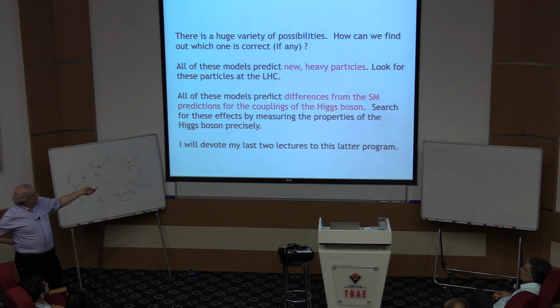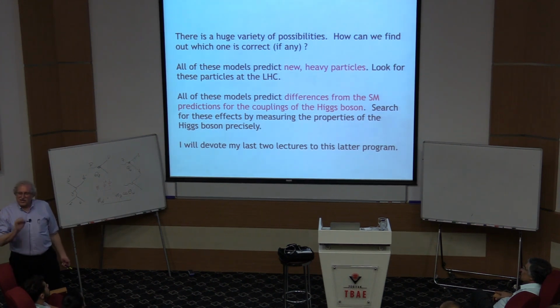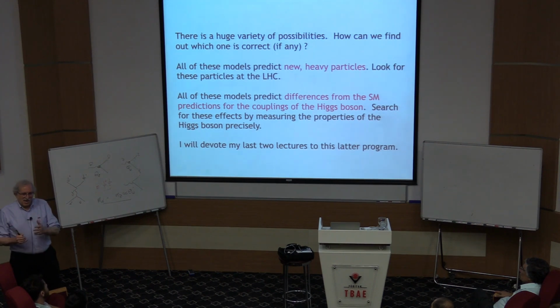The other is that all of these models predict differences from the standard model predictions for the couplings of the Higgs boson. So since we actually know where the Higgs boson is, we could try and look at it carefully and see whether it exactly follows the predictions of the standard model. And if not, that would be a clue into what lies beyond. And so the next 2 lectures, which will be given, I guess, tomorrow morning, will discuss that program. What does the standard model predict for the Higgs boson? What have we measured? Is that sufficient to tell us something about this? And if not, how do we go forward?